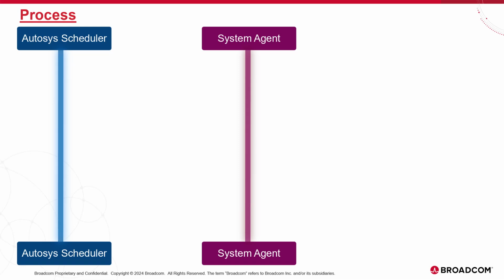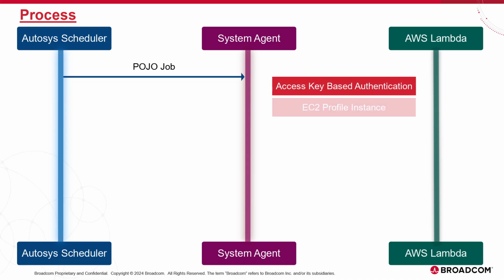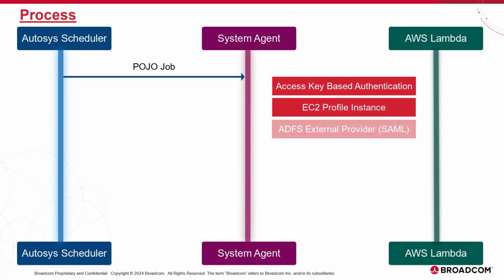We start with the three main components: the AutoSys scheduler, the system agent, and the AWS Lambda server. The AutoSys scheduler submits the POJO job to the system agent. The system agent acknowledges the job from the scheduler and initiates communication with the AWS Lambda server. Authentication is then initiated, with the system agent posting access key-based authentication, EC2 profile instance, or ADFS external provider SAML authentication, depending on the specifications provided in the authentication J2EE properties.